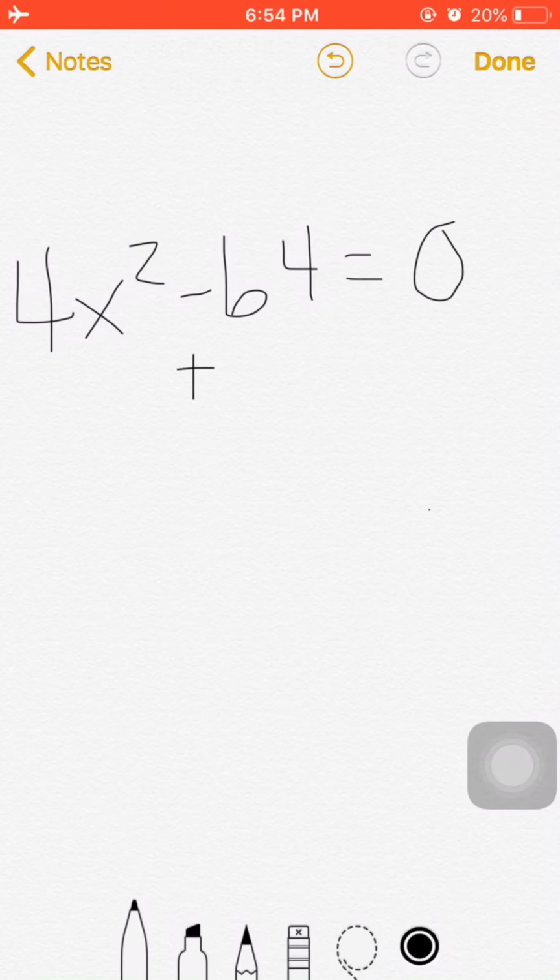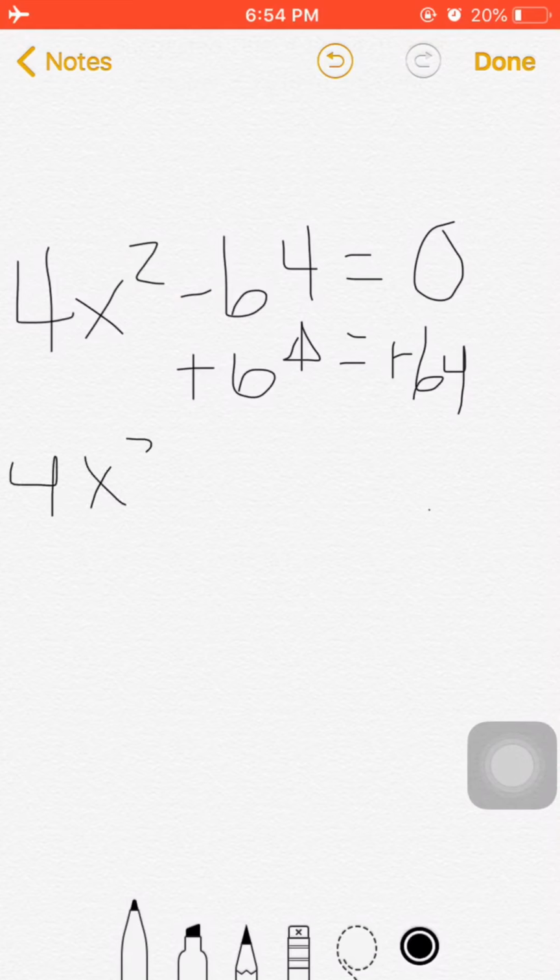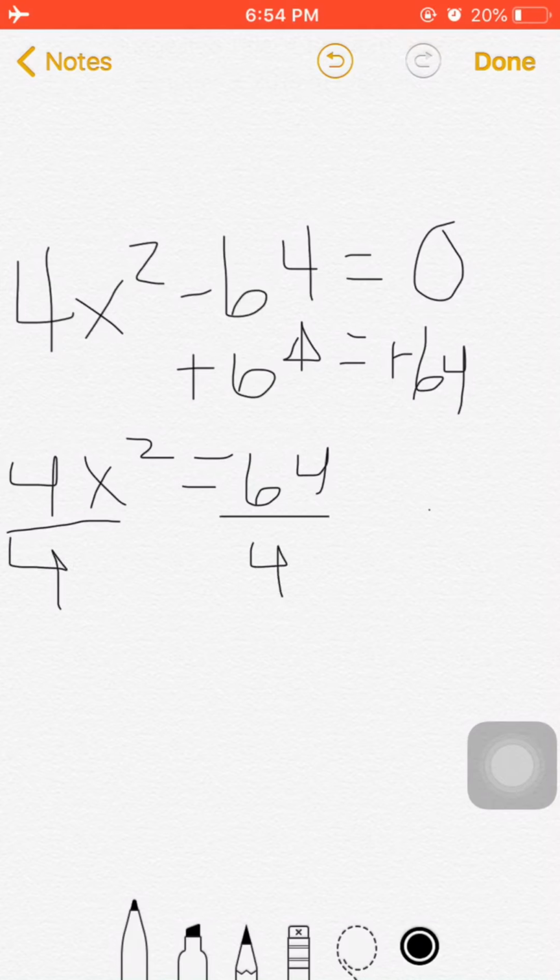So the first step is to add 64. The purpose of this is to get the variable term 4x squared by itself. So because you did that, now you have 4x squared equals 64. The next step would be to get x by itself altogether. So to do this, you will divide both sides by 4, because what you do to one side you must do to the other. So because of this, you should have x squared equals 16.